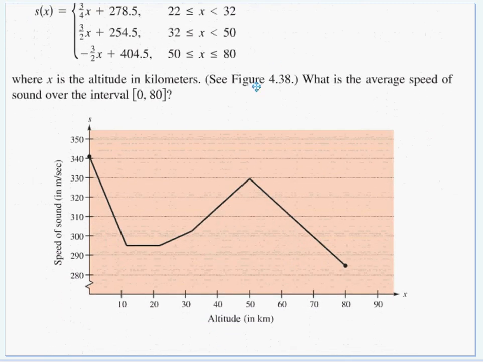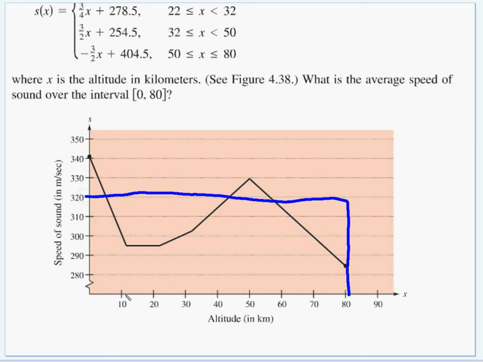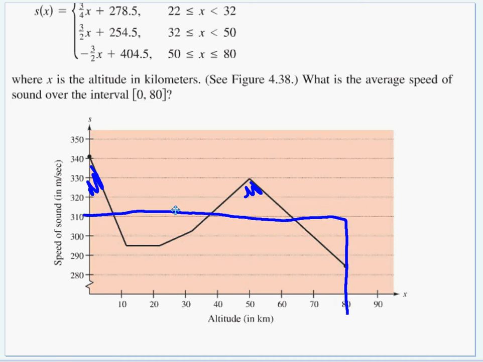So the question is posed, what is the average speed of sound over that interval? What we're looking for here is one perfect rectangle that would have the same area as the area under the curve. So here's some area above, here's some area above. That should cancel the area below. It looks like I'm off. It'd probably be more down here. And how would you do that with calculus?